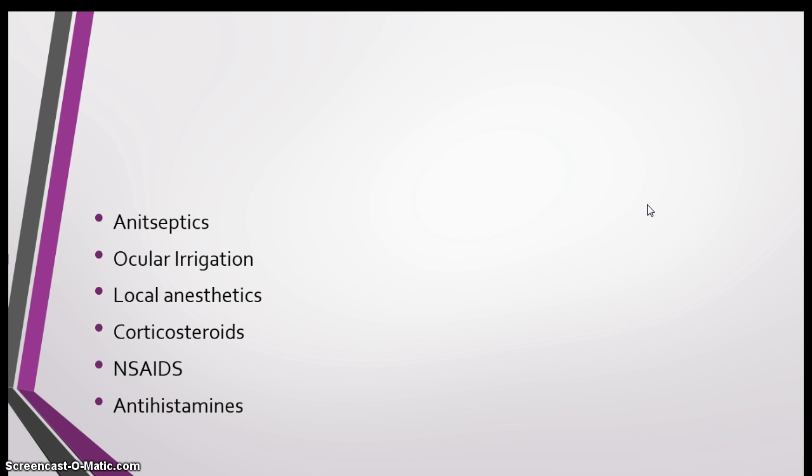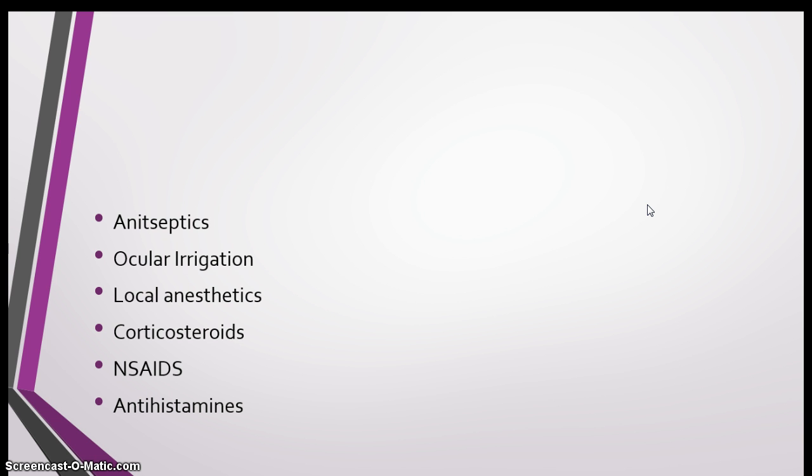NSAIDs are next. NSAIDs are used to reduce the edema and inflammation after ocular surgery and other ocular inflammations. Diclofenac sodium, Voltaren, is used after cataract surgery. It's contraindicated with contact lenses. It must be monitored for hypersensitivity reactions if previous reactions to aspirin or other NSAIDs have occurred. Pediatric dosing is currently unavailable for diclofenac. Diclofenac is also contraindicated in third trimester pregnancy or in breastfeeding.